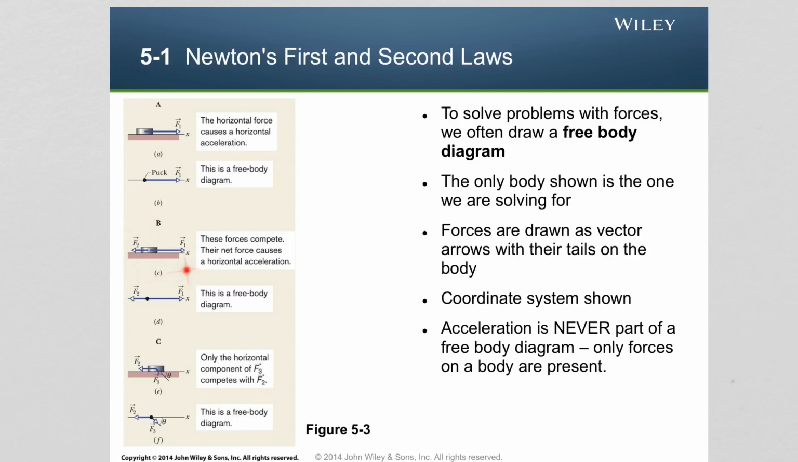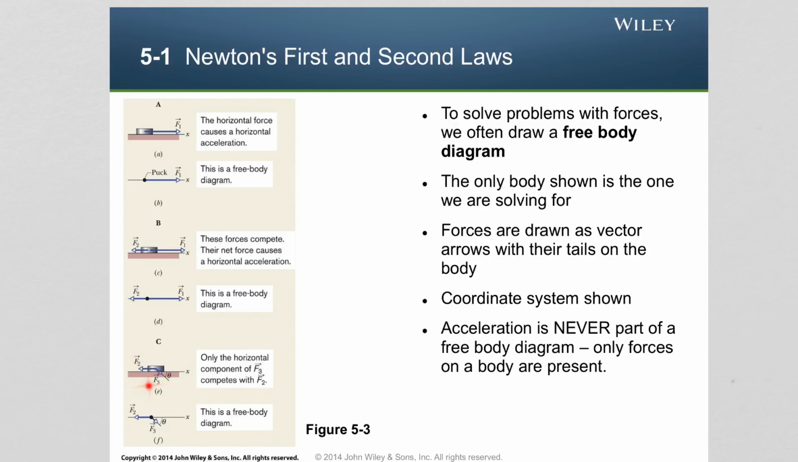For the next situation, we have again the hockey puck, but this time two forces act on the hockey puck. So I have my coordinate system, which is one-dimensional. The hockey puck is this dot. The first force acts to the right, starting from the body. The second force acts to the left, starting from the body.